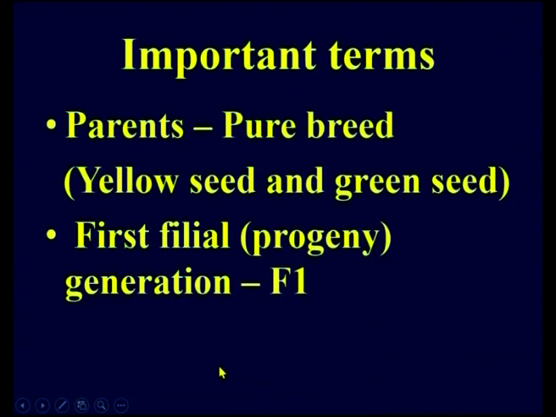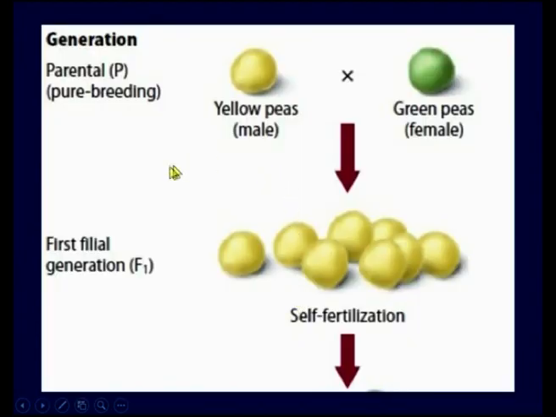But what about the generation we are talking about, the first generation, the offsprings that we achieved over here? These offsprings we call the first filial progeny or first filial generation. The plants that we attain because of the crossbreed are also termed the F1 generation, F1 plants. So what is it that we achieved in our crossbreed over here?